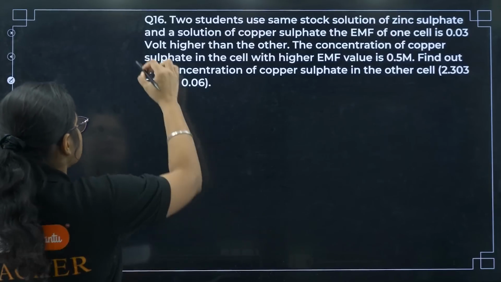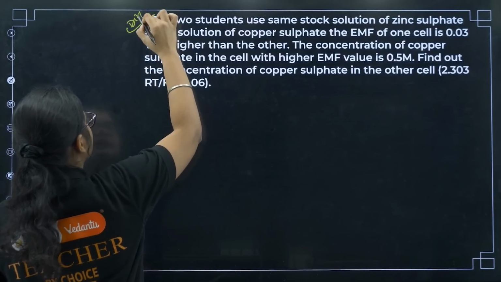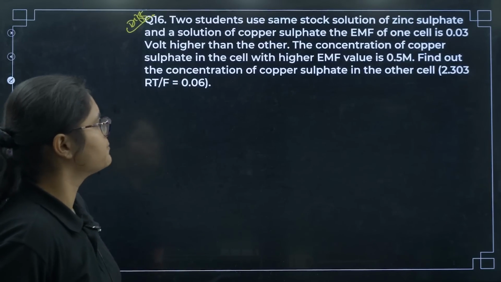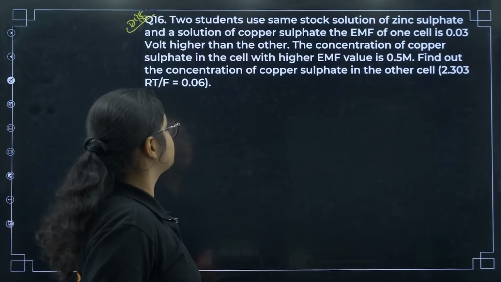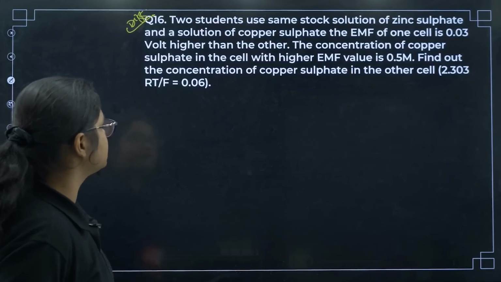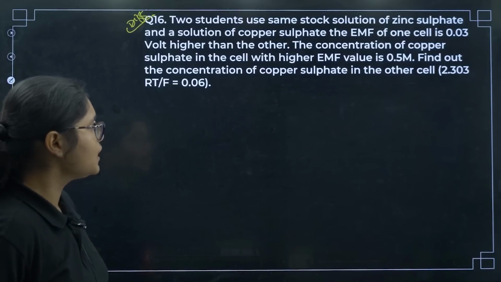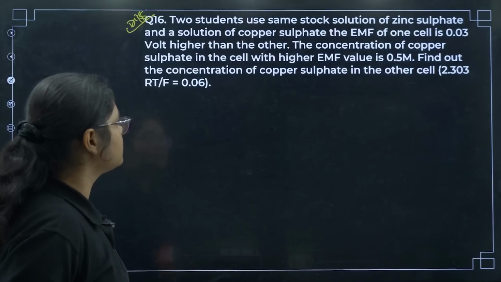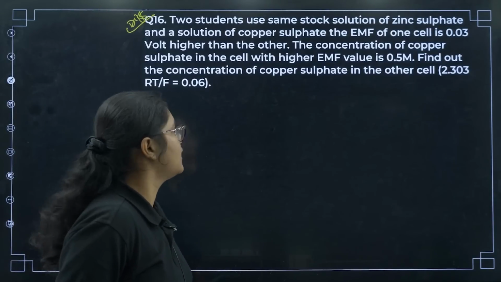Now this is also, I'll tell, a difficult question, but you can solve it even if you haven't studied the question before. Okay, that is the thing. The EMF of one cell is 0.03 volt higher than the other. The concentration of the copper sulfate in the solution with the higher EMF value is 0.05. Find out the concentration of the copper sulfate in the other solution.